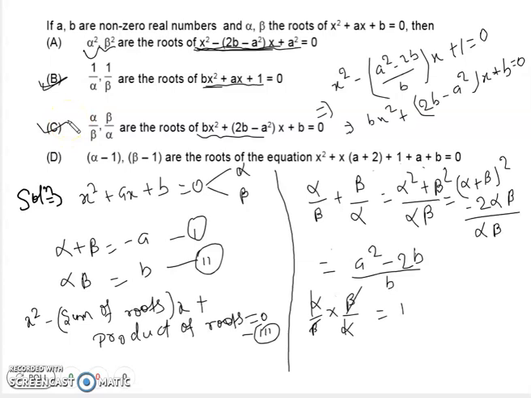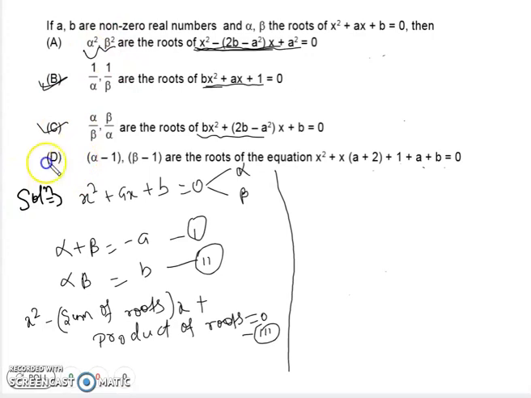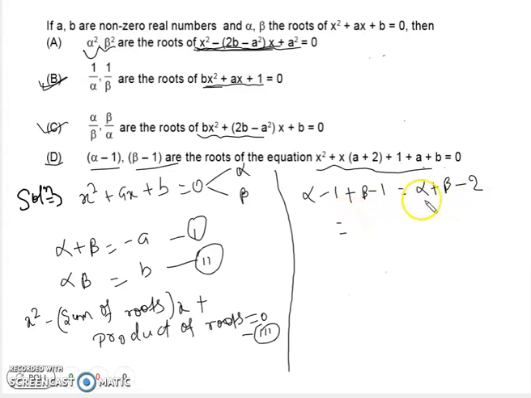Now we are going to check the last option, option D, whether it is correct or incorrect. According to option D, alpha minus 1 and beta minus 1 are the roots of the given equation, so we have to check this. The roots are alpha minus 1 and beta minus 1, so we find the sum of the roots. We write alpha minus 1 plus beta minus 1. After adding, you get alpha plus beta minus 2, and what is the value of alpha plus beta?